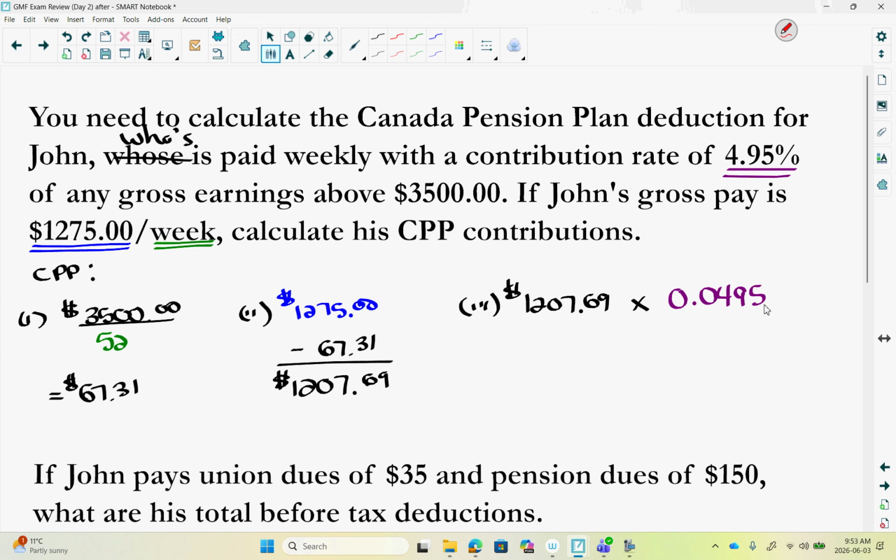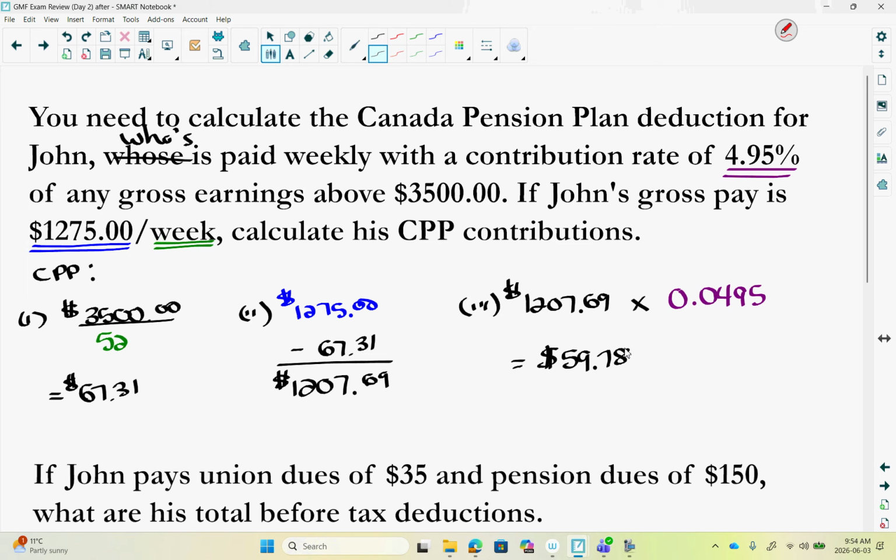And if I multiply that by 1207.69, I get $59.78. That is what they are going to take off or deduct from his gross pay for the CPP contribution. Everyone okay with that?